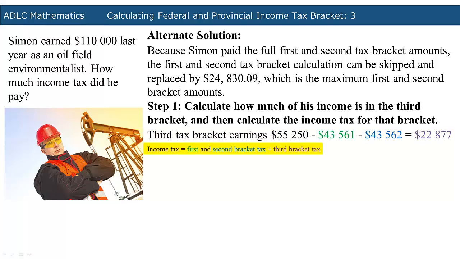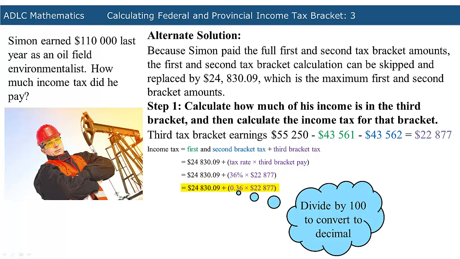So to calculate the income tax, add the first and second bracket tax to the third bracket tax. The first and second bracket tax is $24,830.09. In order to calculate the third bracket tax, you must multiply the third bracket tax rate by the third bracket pay. The third bracket tax rate is 36%, and the third bracket pay is $22,877.